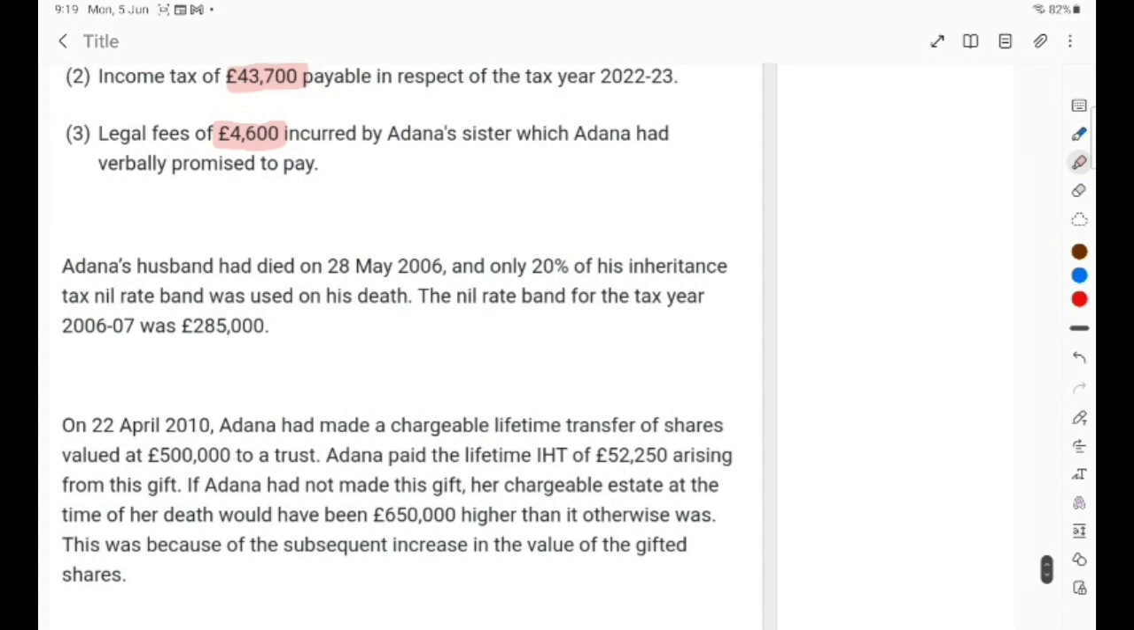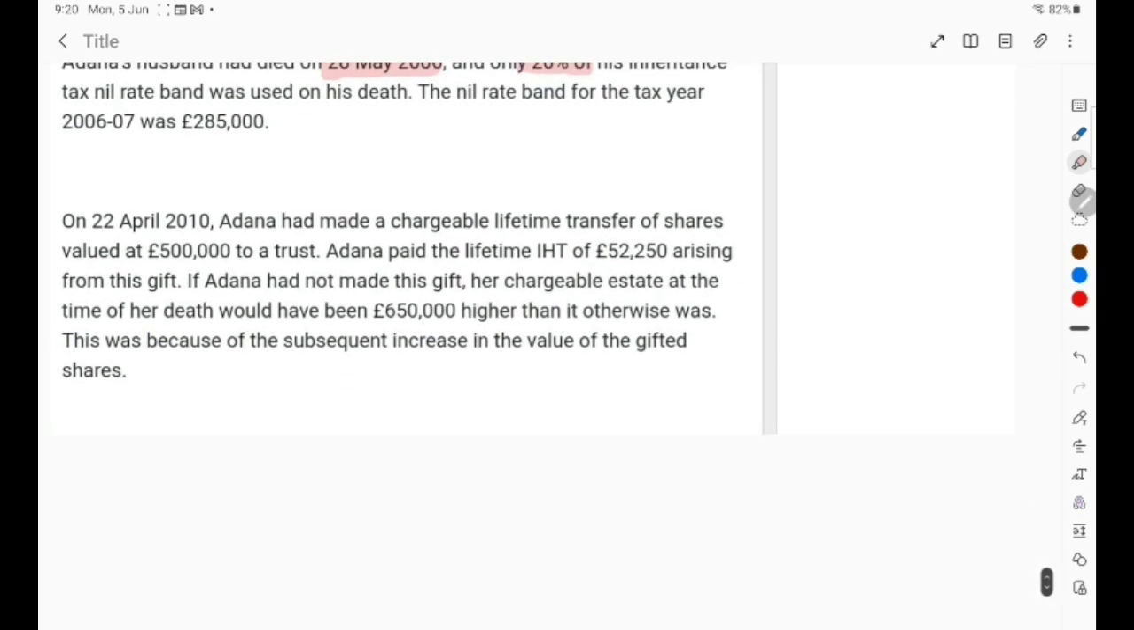Adana's husband had died on 28th May 2006 and only 20% of his inheritance tax nil rate band was used on his death. It means 80% of 3,25,000 is also available for Adana. The nil rate band at that time was 2,85,000. On 22nd April 2010, Adana had made a chargeable lifetime transfer of shares valued 5 lakh to a trust. So it is a chargeable lifetime transfer. Adana paid the lifetime inheritance tax of 52,250 arising from this gift.